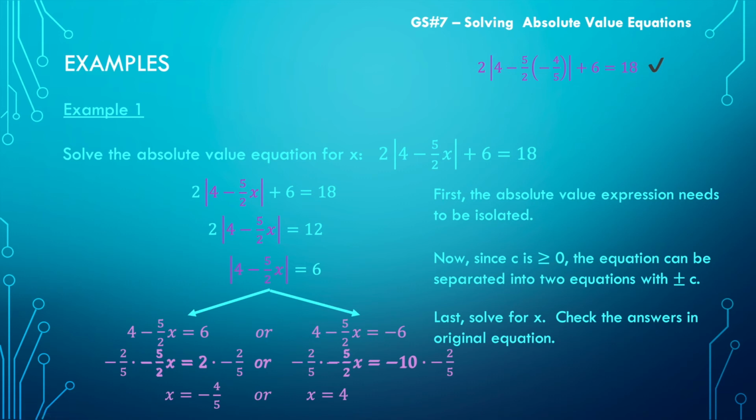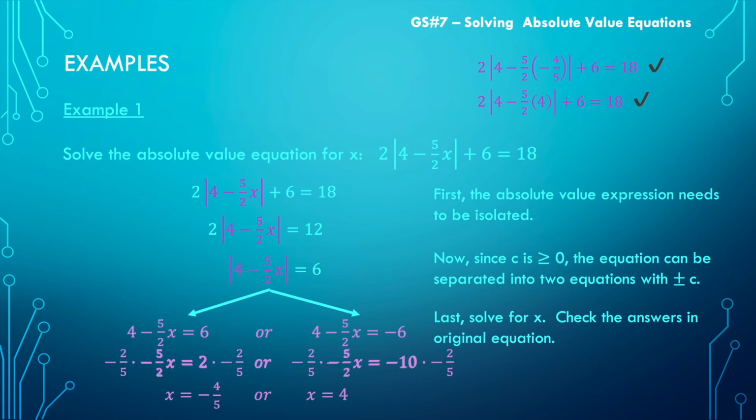And then trying the second one, which is a little simpler. If I take 5 halves times 4, that's 5 times 4 divided by 2, 20 over 2 is 10. 4 minus 10 is negative 6. But then I take the absolute value of that, and that's positive 6, times 2 is 12, plus 6 is 18, and that also satisfies the equation. So both of my answers work just fine.